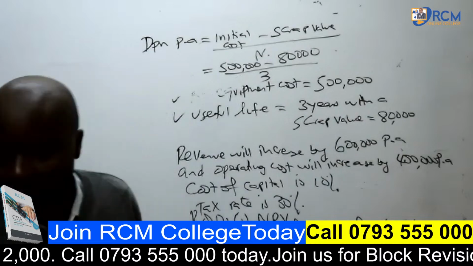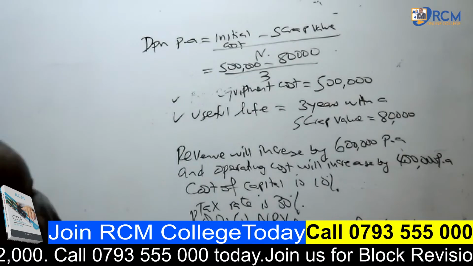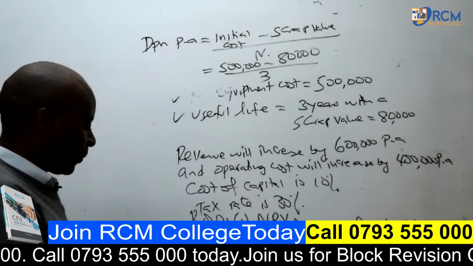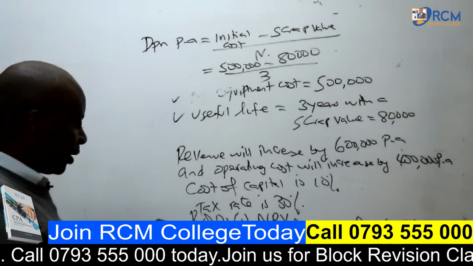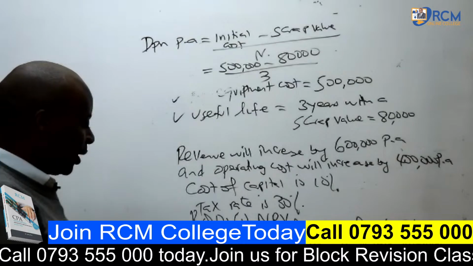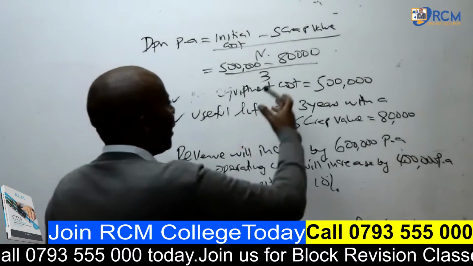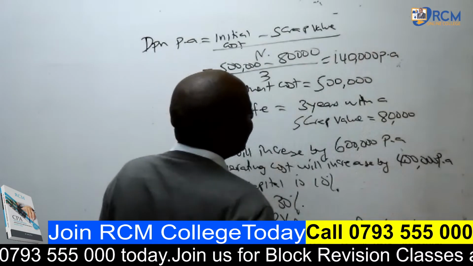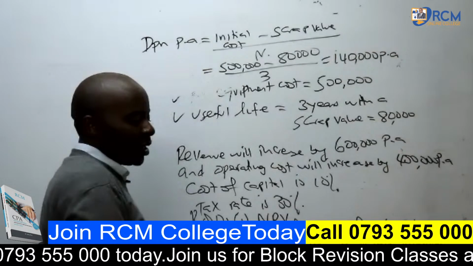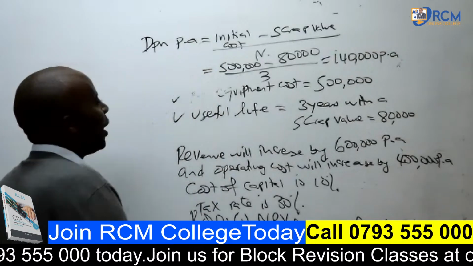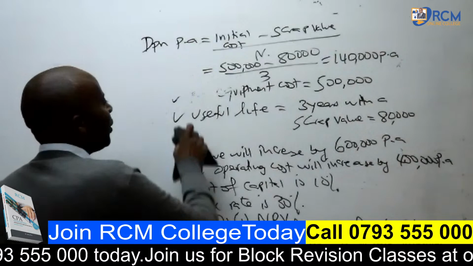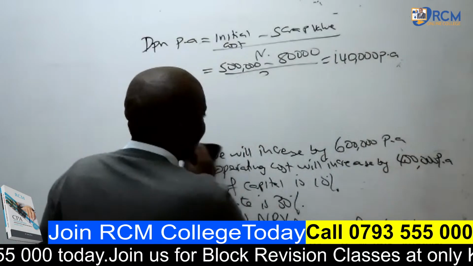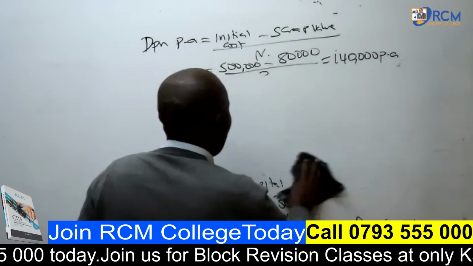So get your calculator there. Very first, what do we have here? 500,000 minus 80,000 divided by 3, which gives me 140,000 per annum. Every year, that asset is losing 140,000. Now, ladies and gentlemen, the moment I have that, now I can do a profit stroke cash flow statement.